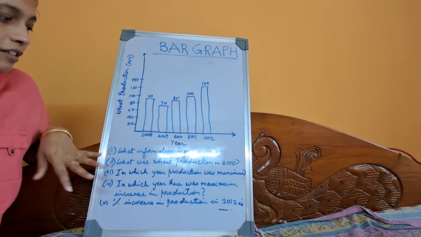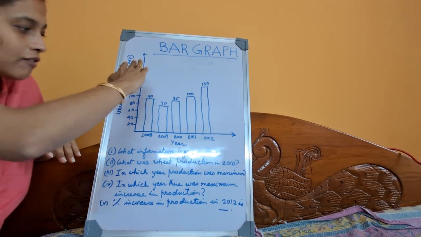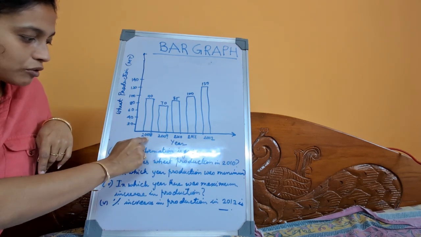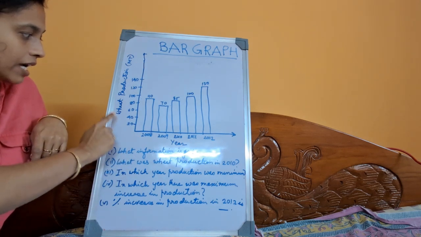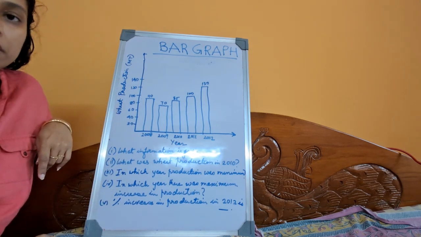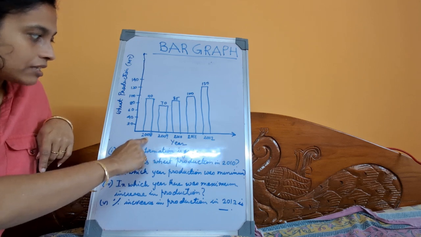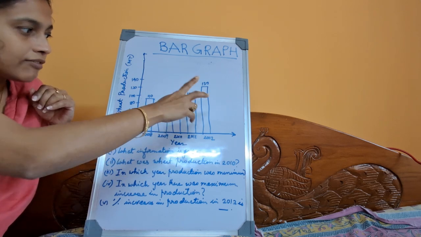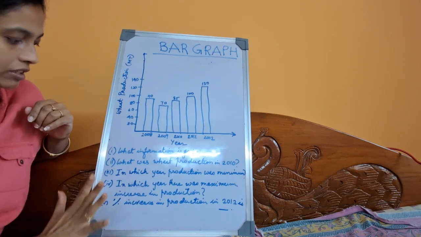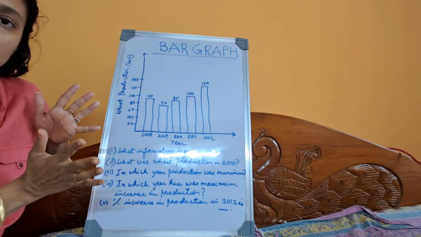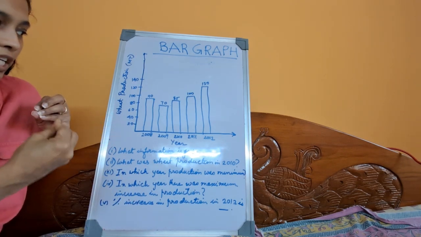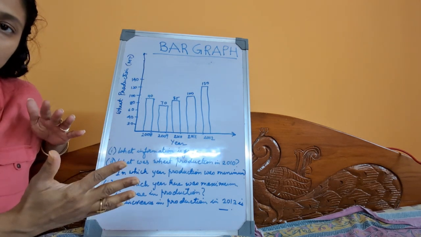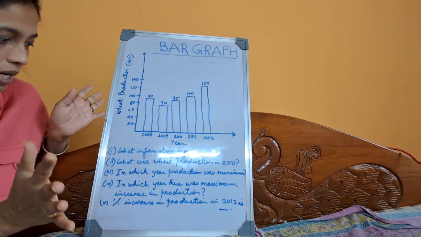So here is the sum where you have a given bar graph. The x-axis represents the years 2008 to 2012 and the y-axis represents wheat production in metric ton. So that means in 2008 the production was 90, in 2009 it was 70 metric ton, in 2010 85 and so on. So our question is what information is given. The information given is the production of wheat in metric tons in each year from 2008 to 2012.